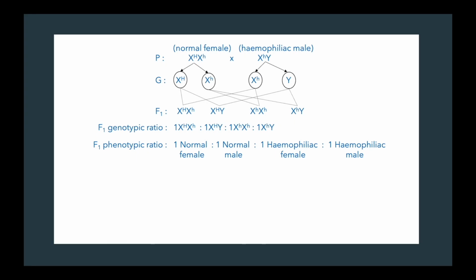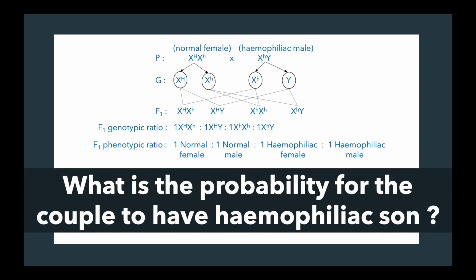Now let's take a look at another example. This is the cross between a normal female carrier and a hemophiliac male. This cross will result in the production of F1 with phenotypic ratio of 1 normal female, 1 normal male, 1 hemophiliac female, 1 hemophiliac male.